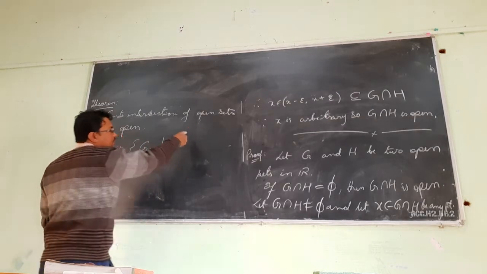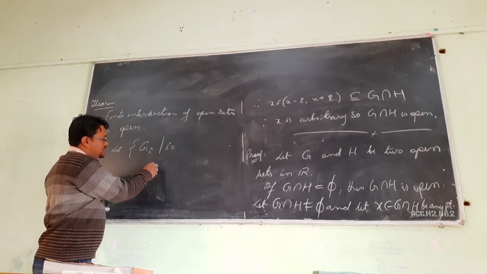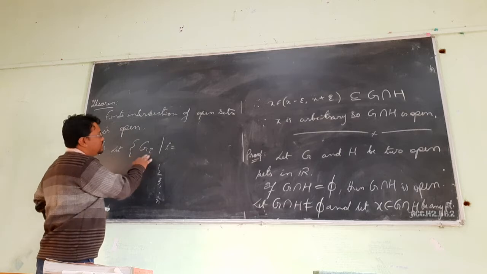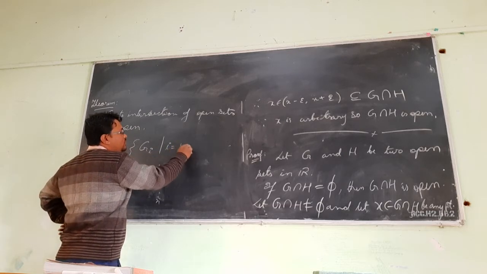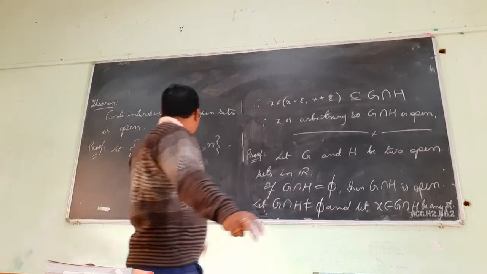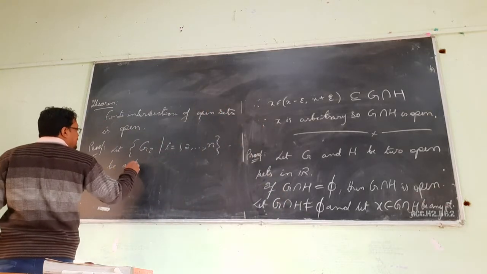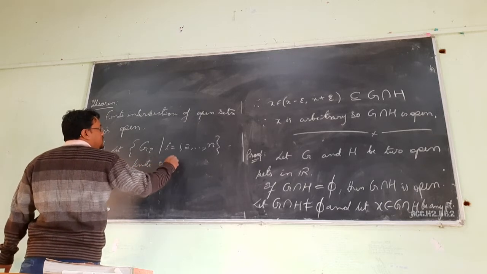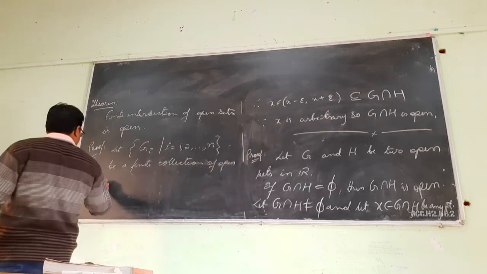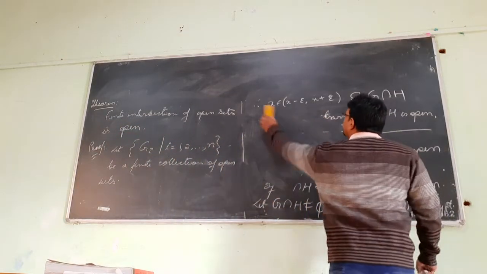Since it is a finite set, we have already done the definition of finite set. Any finite set has a bijection from the set to the set of first n natural numbers, 1, 2, 3 up to n. So any finite collection we can denote this way: Gi such that i goes from 1 to some n. Okay. Let Gi, i goes from 1 up to n, be a finite collection of open sets.